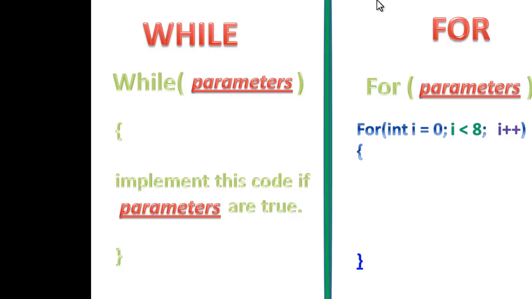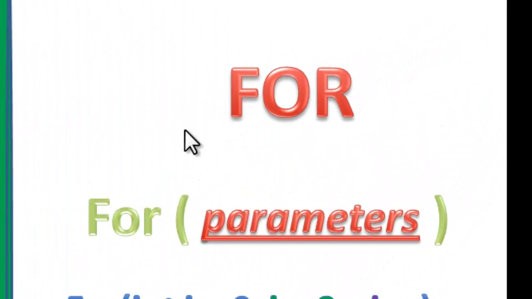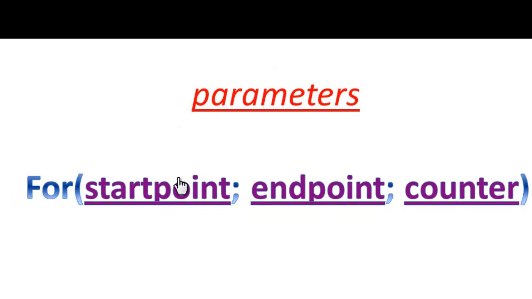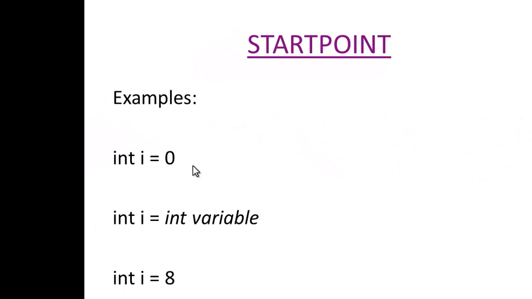For other cases, we have the for. Now the for is also a controlled loop. In this case, we also have parameters inside the parentheses, but we have three different parameters. The first one is the start point: where do you want to start the iterations? The end point and the counter. Now the start point can be the creation or the instantiation of a variable, int I equal to 0, so you can say it starts in 0.